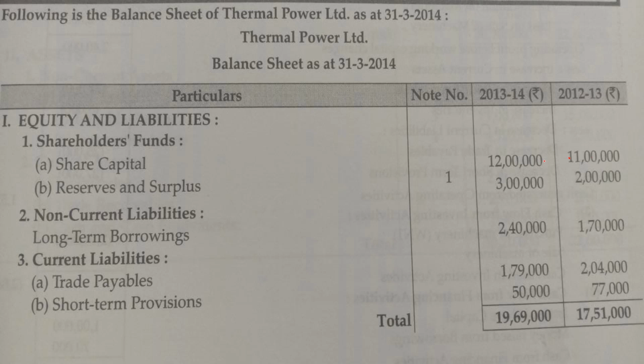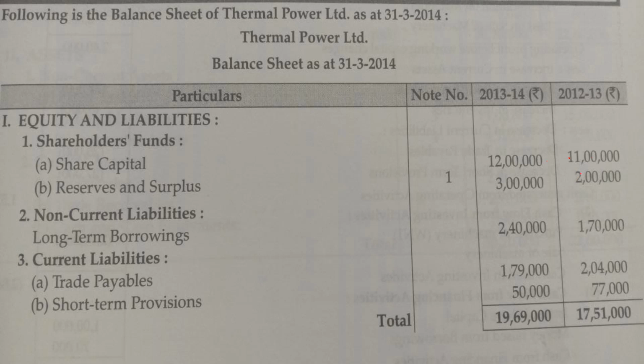Now as we move further, you find that individually if you look, share capital has increased from 11 lakh to 12 lakh. When there's an increase in share capital compared to previous year to current year, it means during the year, this thermal power company has issued shares. So on issuing shares, what happened? Money flows in. So there's an inflow of money into the company in the form of proceeds from issue of shares. And you need to know that it is a part of financing activity.